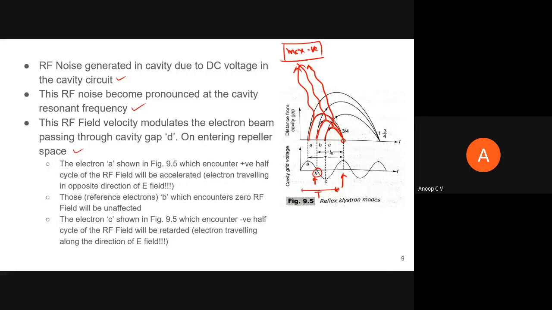If you further decrease the negative value of the repeller voltage, A, B and C can enter more into the repeller space, and they will take more time to return back. That is called the first mode, or the 1 3/4 mode.